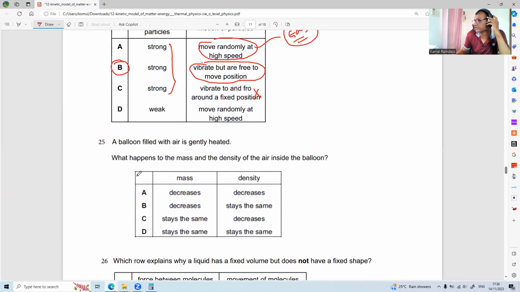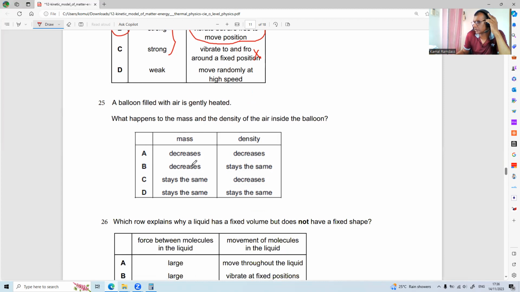A balloon filled with air is gently heated. What happens to the mass and the density of the air inside the balloon? The mass will remain the same. The density is going to decrease or increase? Think about it. OK?